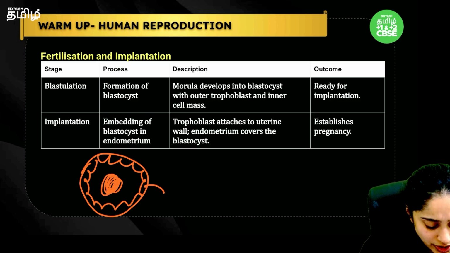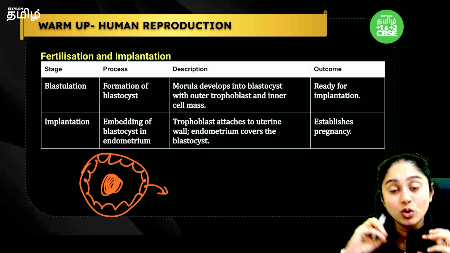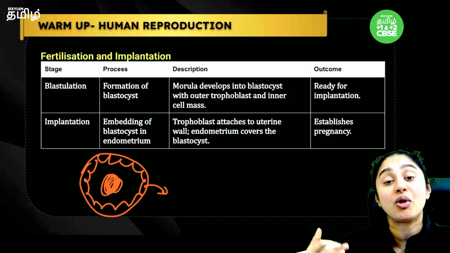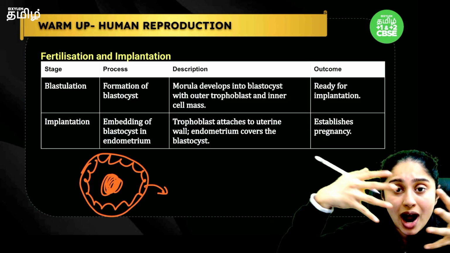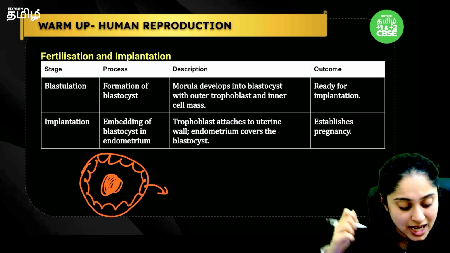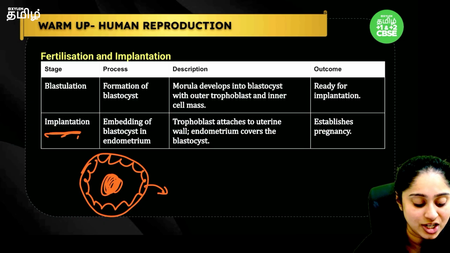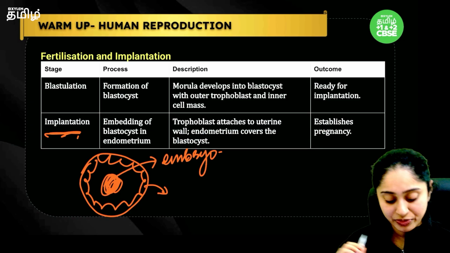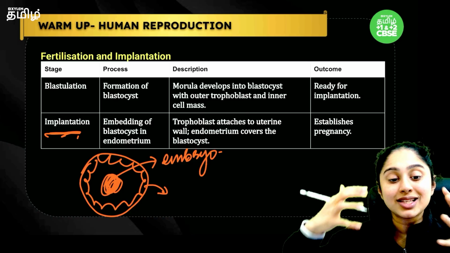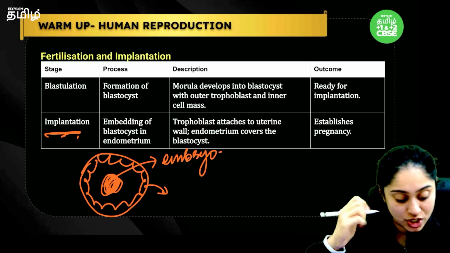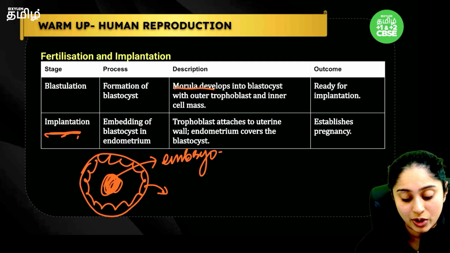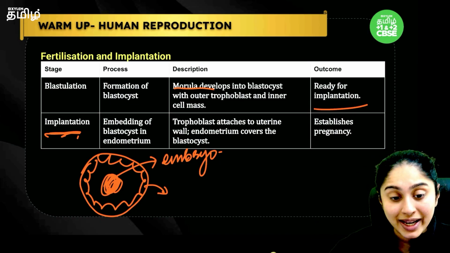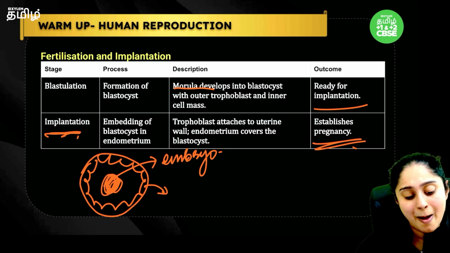This outer trophoblast layer is going to produce some finger-like projections known as chorionic villi, and these will attach to the wall of the uterus, and this is called implantation. The inner cell mass forms the actual embryo. Clear everybody? So once this differentiation from the morula has happened, it's ready for the implantation, and once implantation is complete, it will establish the pregnancy.